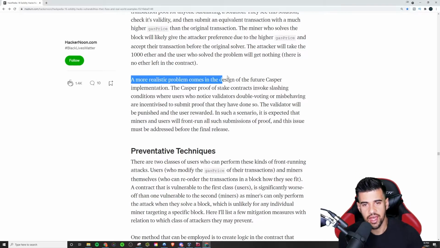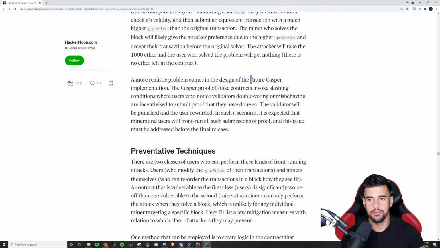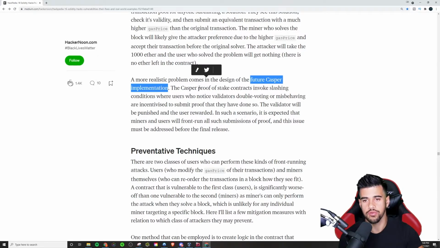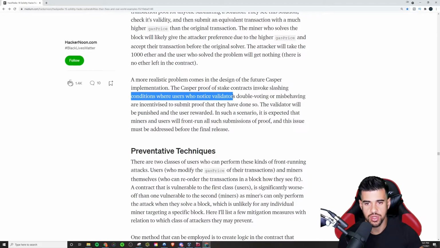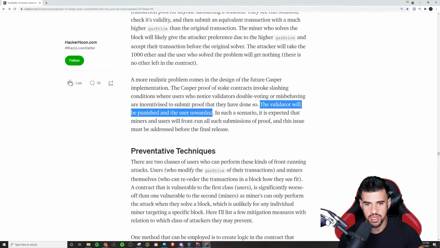But yeah, now is where they go on to say that the future design of the Casper implementation, where Ethereum will be going from proof of work to proof of stake, involves slashing contracts when they notice that validators double vote or misbehave, right? So they're trying to incentivize them to play by the rules, essentially. So they can submit proof that this occurred, they'll be punished and the user rewarded.